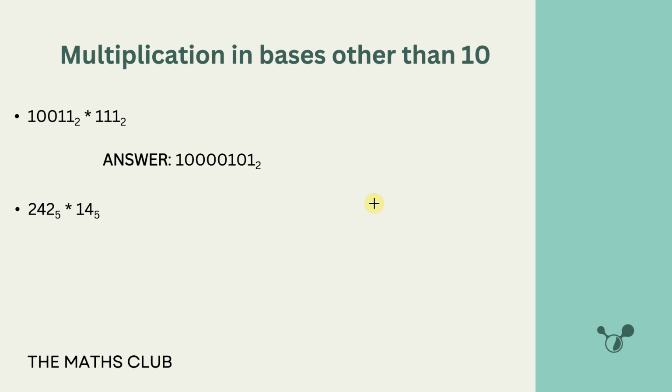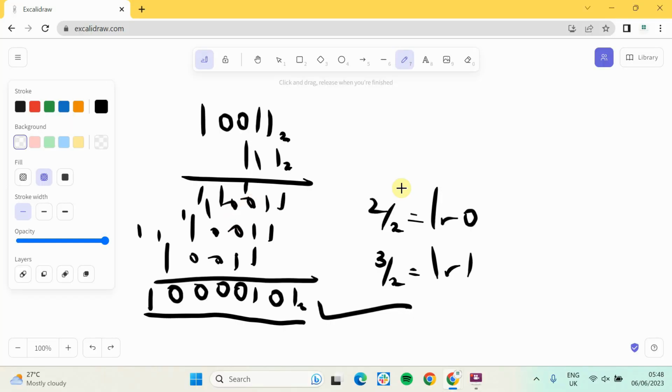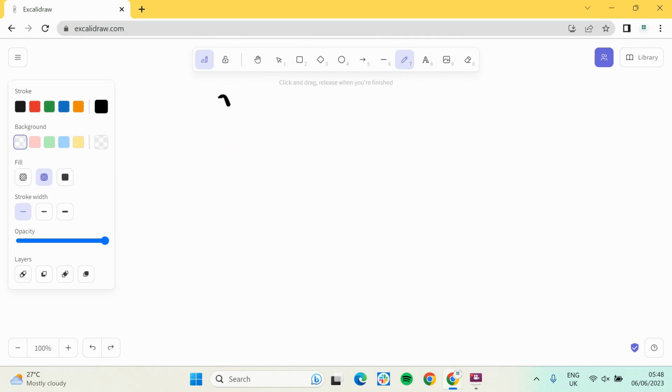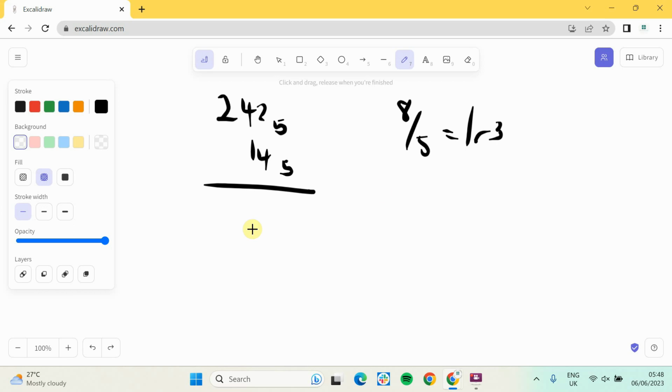Let's continue. So we have 242 times 14 in base 5. So let's see. 242 in base 5 multiplied by 14 in base 5, right? 4 times 2 is 8. 8 is greater than this base, so I'll say 8 divided by 5, right? That will be 1 remainder 3, right? So I'll drop the 3, carry over the 1. 4 times 4 is 16. 16 plus 1 is 17. That will be 3 remainder 2. So I'll drop 2 and carry over 3.